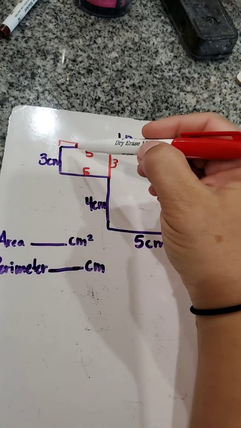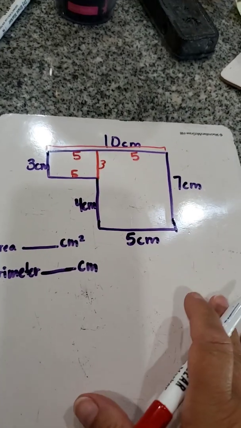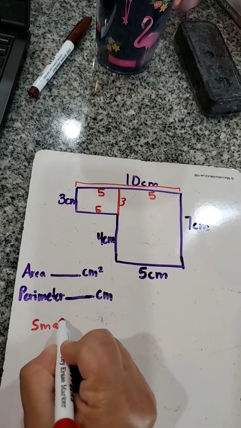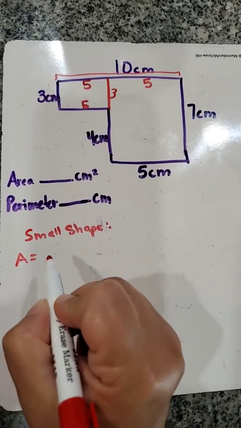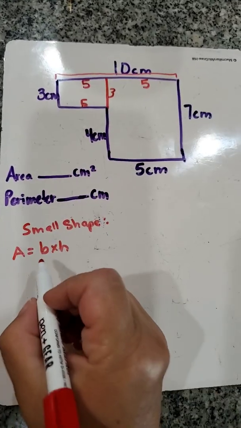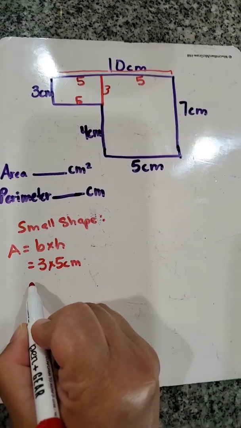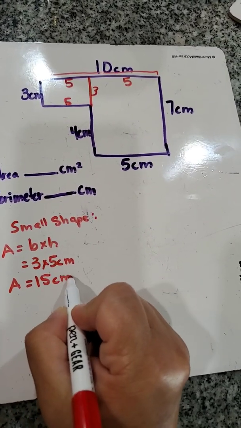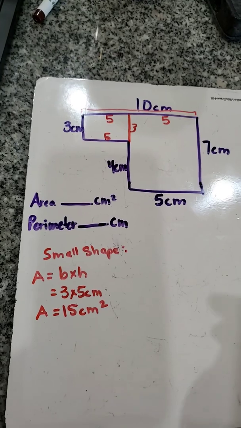So let's call this shape 1, or the smaller shape. Let's find the area of the small shape. And the area is, and we know, base times height, the length times width. And that would be 3 times 5. And it's centimeters. And we know 3 times 5 is 15 centimeters squared because we have centimeters. So the small shape's area is 15 centimeters squared.